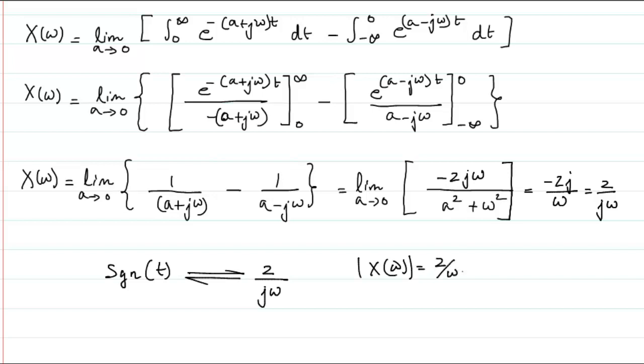2 by omega, and the angle is going to be, it's minus j, or j is in the denominator, so minus j is pi by 2, so angle of X of omega will be minus j, that is minus pi by 2, so I will write minus pi by 2 for omega greater than 0 and pi by 2 for omega less than 0. Now let me plot this in a new page.